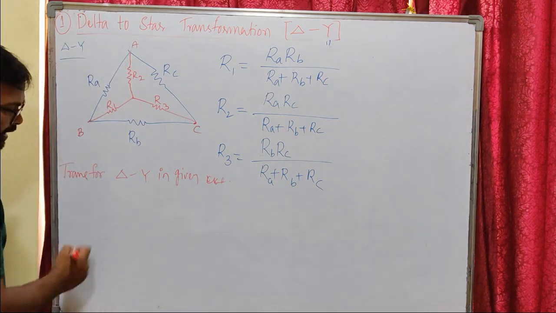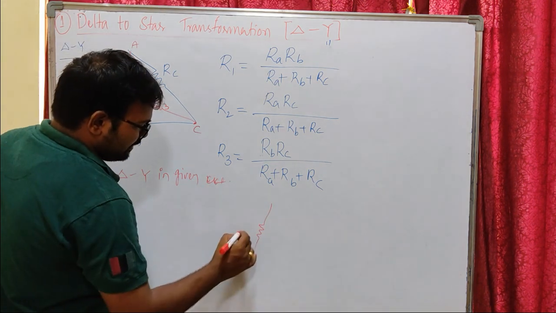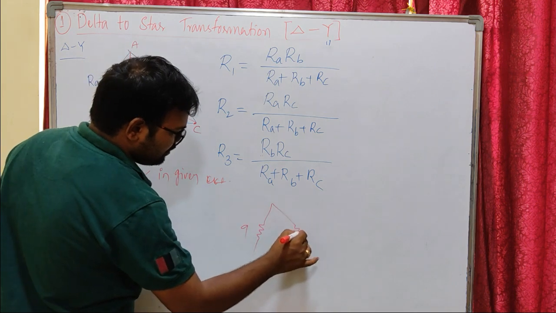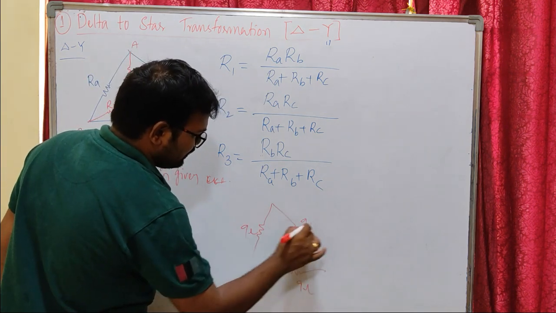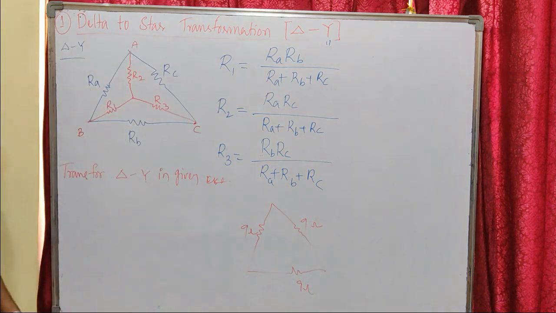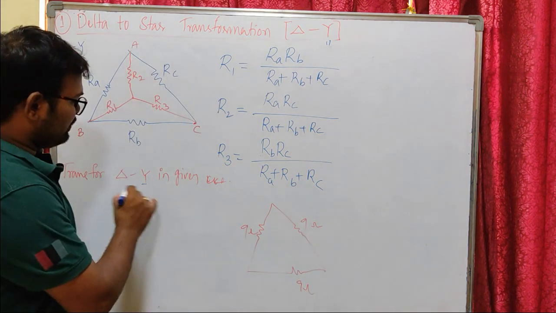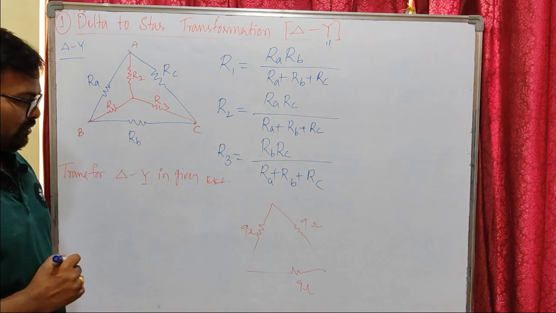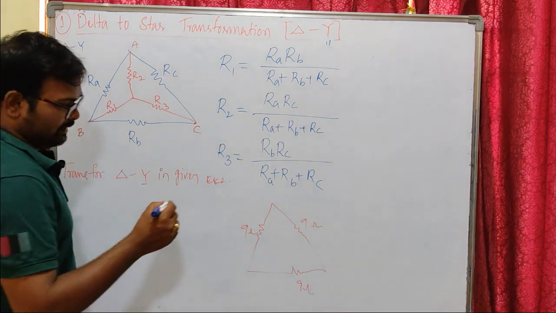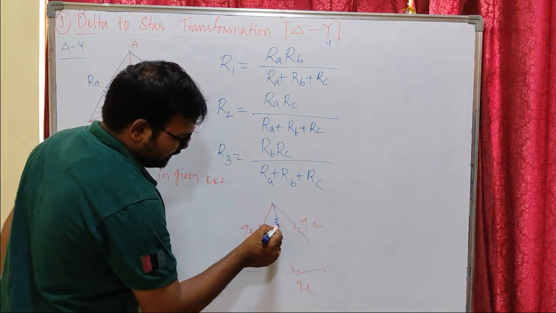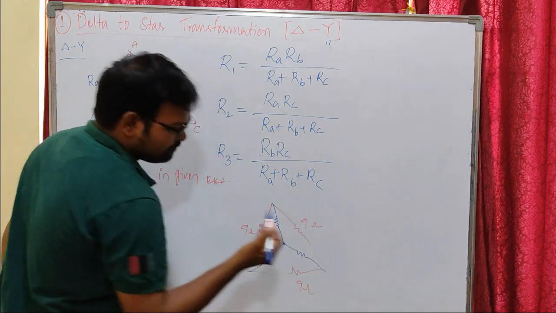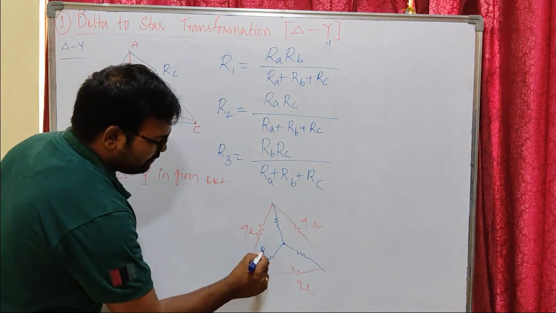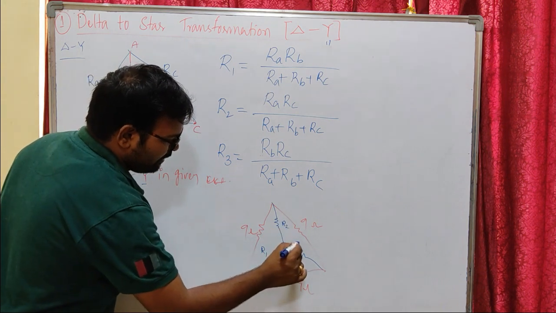Let us have a circuit having a delta connection of 9 ohms, 9 ohms, 9 ohms. So we have a delta connection of 9 ohms each resistor. We are going to convert that into star connection. So we can solve for star connection by first writing the star connection. So this is the star connection. Let us symbol them R1, R2 and R3.